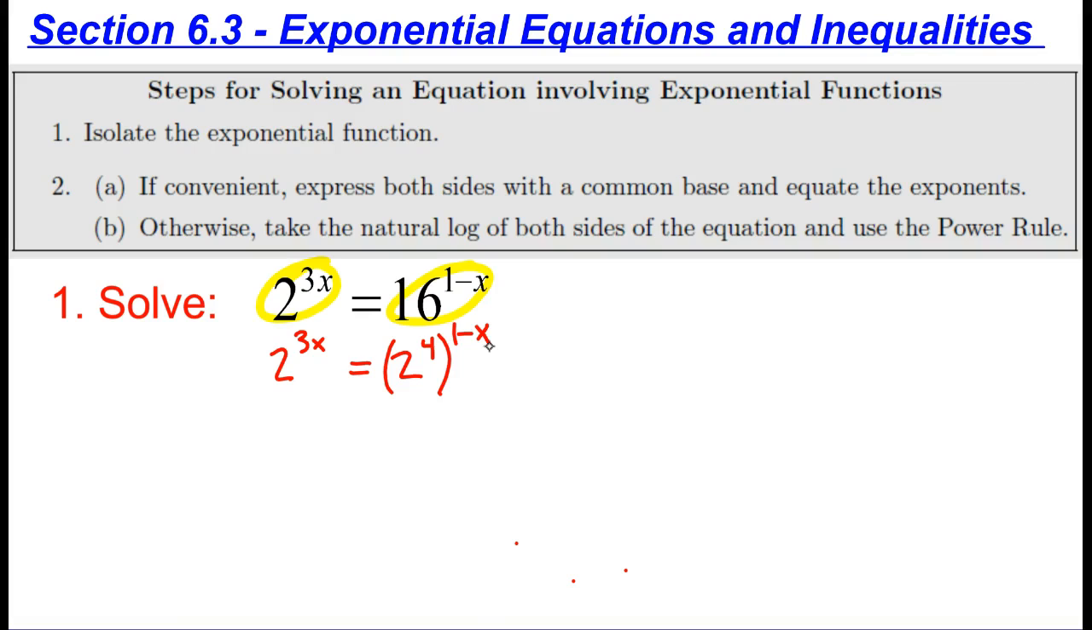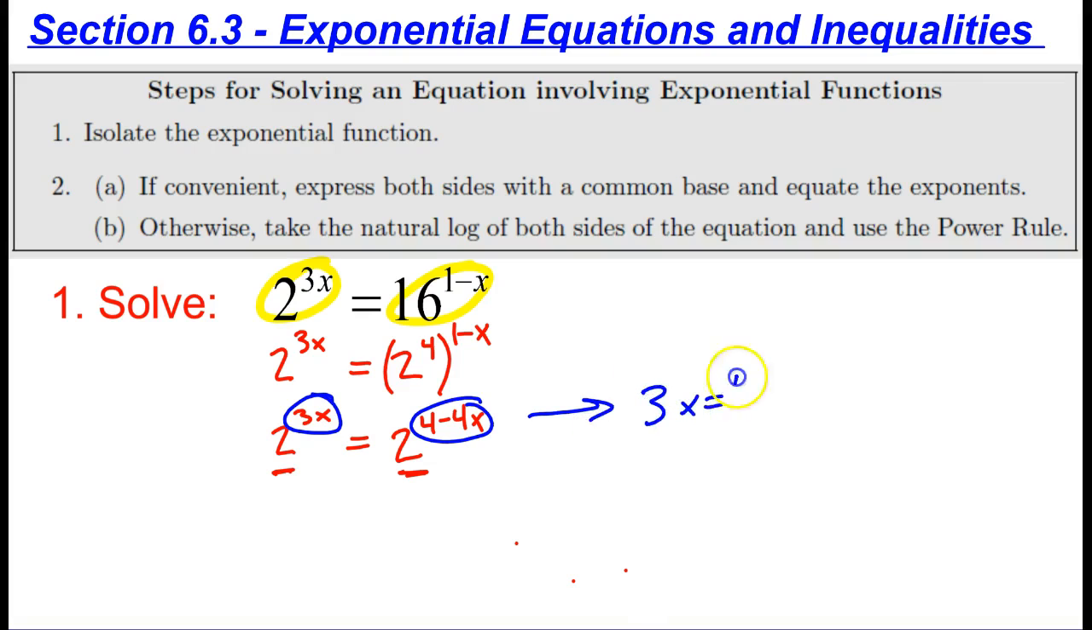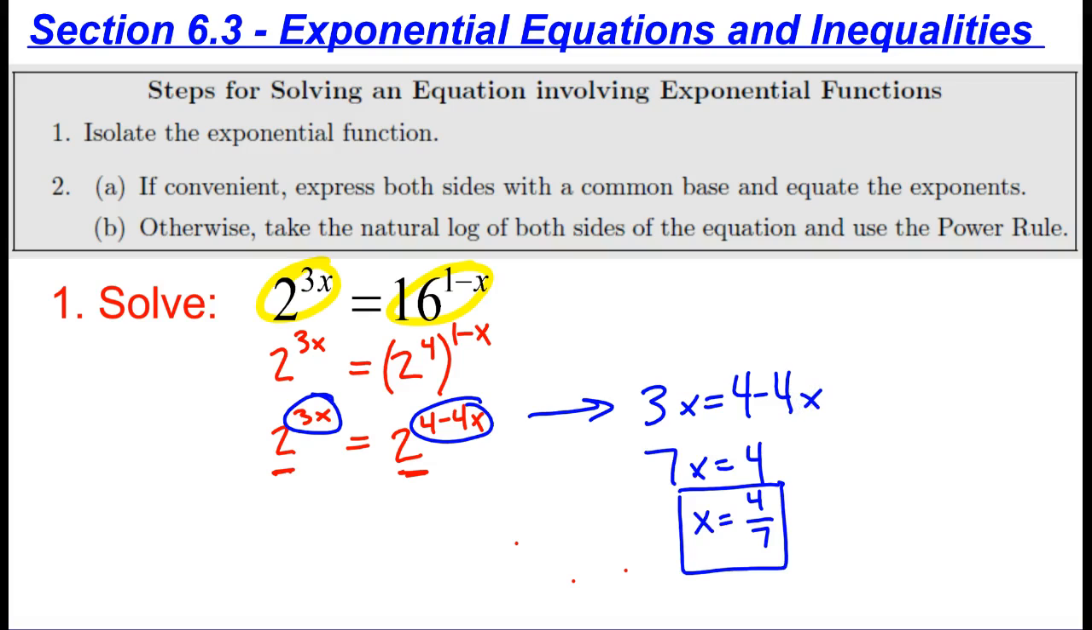Now I can multiply these two exponents together. When you raise a power to a power, that's one thing you're allowed to do. So I can rewrite this as 2 to the 3x equals 2 raised to the 4 minus 4x. At this point, we have two different things that are both powers of 2, and they are raised to an exponent. Well, if they're equal, we can set the two exponents equal to each other. So 3x has to equal 4 minus 4x. We'll go ahead and solve for x right now. After just a little bit of algebra, we come up with the solution to this equation, x equals 4/7.